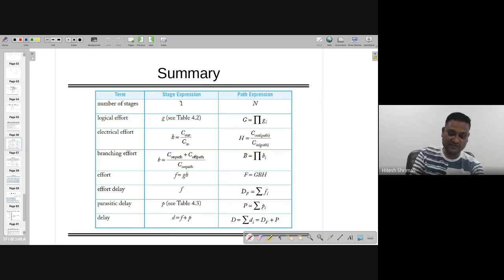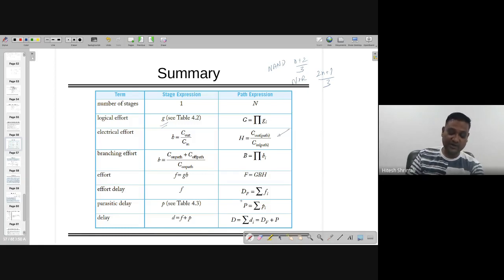If there is only one stage, the logical effort G, we already know what that is. In the case of NAND gate, it's going to be equal to n plus 2 by 3. In the case of NOR, it's 2n plus 1 by 3. And the multiplication of all such logical efforts is going to give me the path expression. H is nothing but C out by C in as electrical effort. For the case of path, I'm going to look at the total capacitance at the end of the path and the total capacitance at the input of the path. I don't care what is happening in between. So those things will not be taken into account for the path, for the quick calculation.